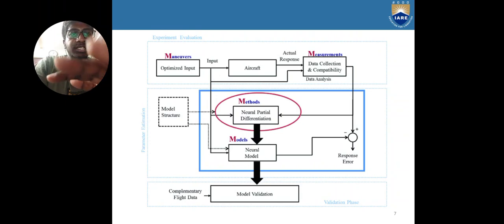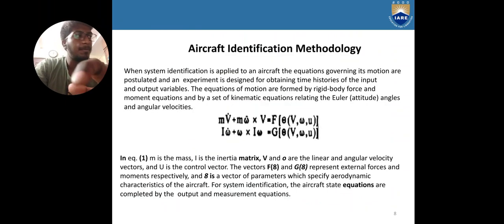So this is the basic block diagram of the high performance system. The aircraft identification methodology: when system identification is applied to an aircraft, the conditions governing its motions are postulated and an experiment is designed for obtaining the time histories. The equations of motion are formed by rigid body force and moment equations and by a set of kinematic equations relating the Euler angles and angular velocity.